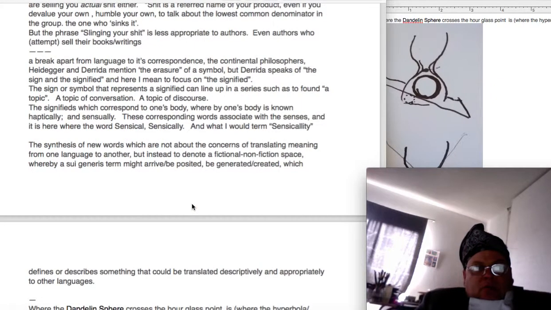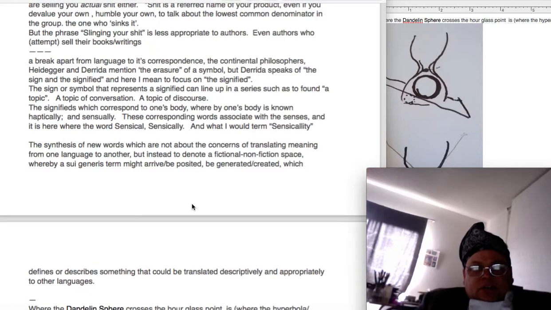A break apart from language to its correspondence: the continental philosophers Heidegger and Derrida mention the erasure of the symbol, but Derrida speaks of the sign and the signified, and here I mean to focus on the signified. The sign or symbol that represents a signified can line up in a series such as to found a topic of conversation, a topic of discourse.